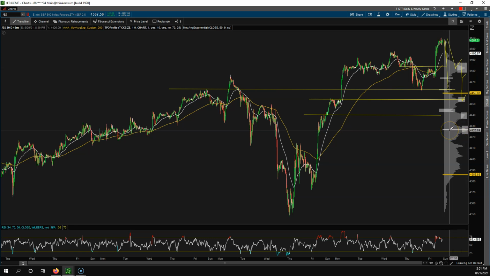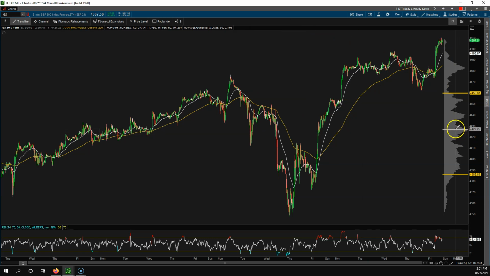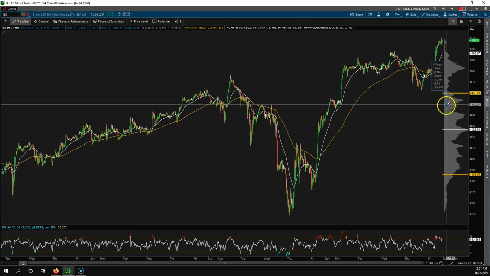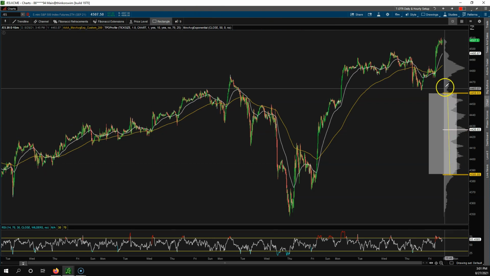The POC, the point of control, where the most volume of this entire TPO has traded is right here, okay? And that's what this white line is. So let's remove everything so you could see it, right? This is called the point of control where the most volume traded. And then these yellow levels are what are called the value area low and value area high, where 70% of all the volume is traded within this entire range, right? So the other 30% is here and here.